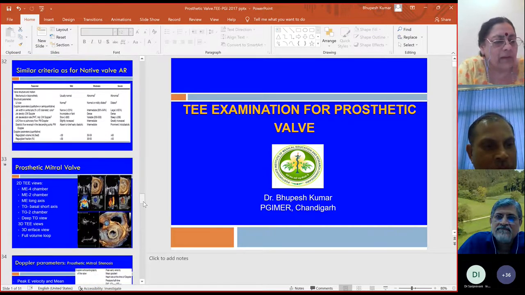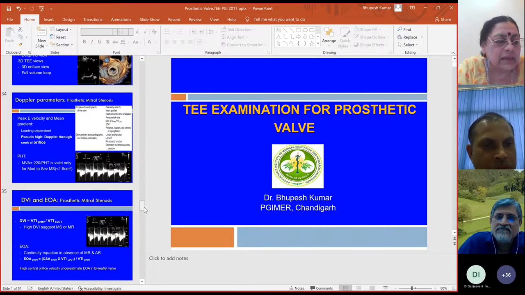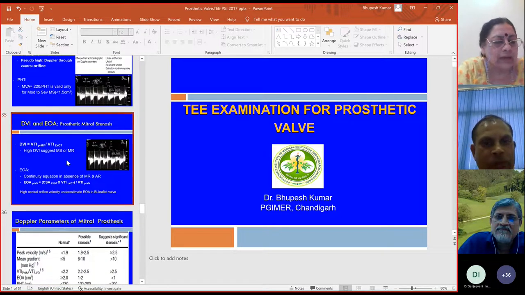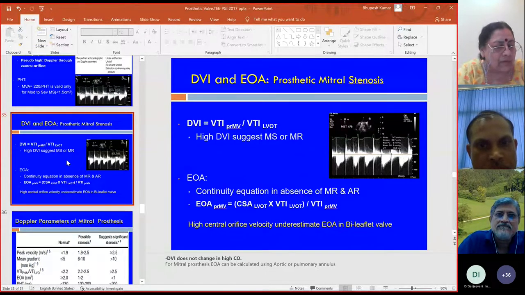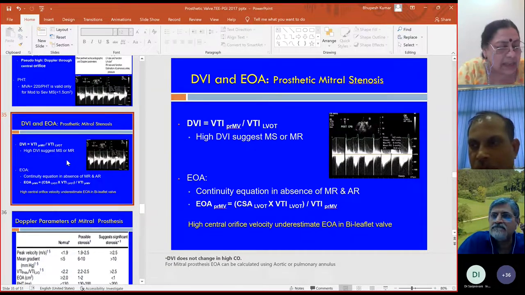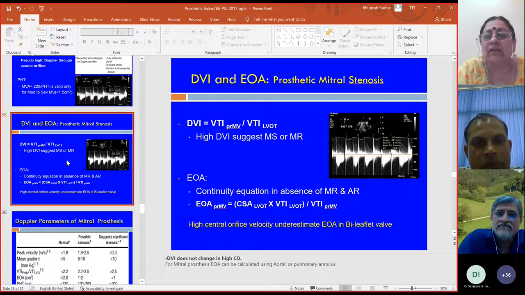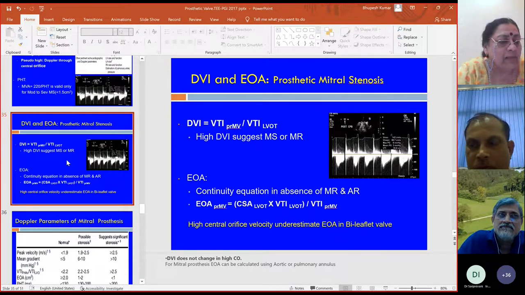In the case of mitral valve, DVI is considered normal if it is less than 2.2, and there is significant prosthetic stenosis if the DVI is more than 2.5. In the case of aortic valve, if the DVI is less than 0.25, there is significant prosthetic aortic stenosis. So in the aortic valve, DVI is considered normal if it is equal to or more than 0.3, while in the mitral valve there is no prosthetic stenosis if the DVI is less than 2.2. These values are important to remember.